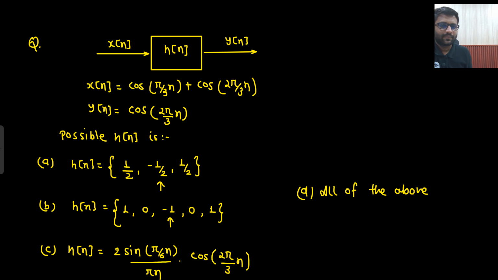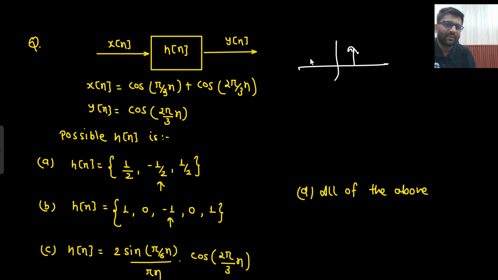Now let's see some question. x of n is given, y of n is given. You need to tell which is your possible h of n. So what do you think is happening here? x of n was having two frequency components, pi by 3 and 2 pi by 3. Basically what was the frequency spectrum of x of n?